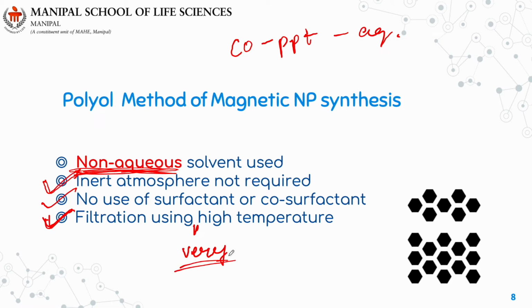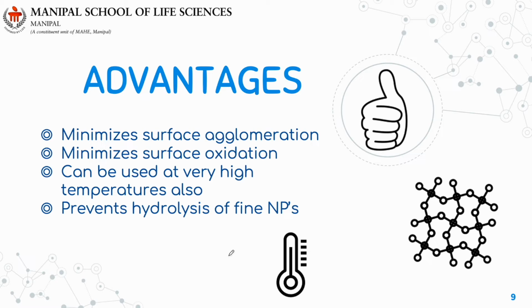So what are the advantages of this method? Let's see. It minimizes the surface agglomeration. How? Since we are using a non-aqueous solvent, usually the solvents that are used are ethylene glycol or polyethylene glycol. So what is the advantage of using ethylene glycol? When we use ethylene glycol, there's a layer of glycol formed around the nanoparticles. What that layer will do is prevent those nanoparticles from agglomerating. So one of the disadvantages of that method was that the nanoparticles were agglomerating.